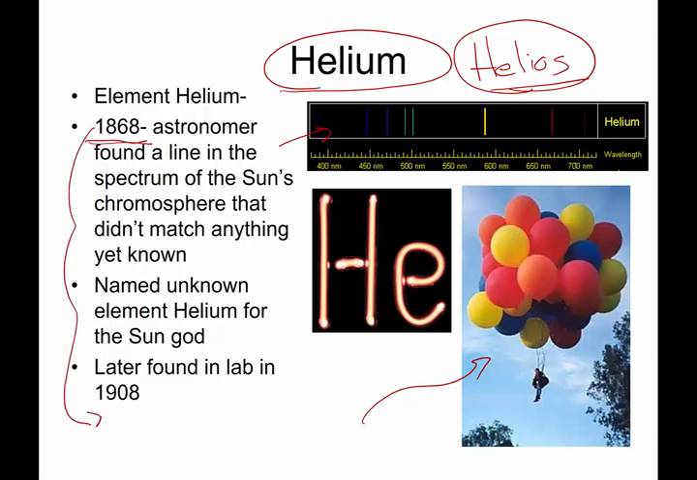About 40 years later, in 1908, it was actually discovered in labs on planet Earth. And that's one of the things I adore about science, is science discovers something and predicts and says, hey, there's another element out there. We're going to name it for the sun because that's where we found it. And then much later, we find it on Earth. When science can predict something and then it comes to pass, that is good science.